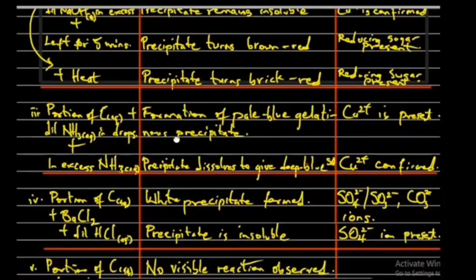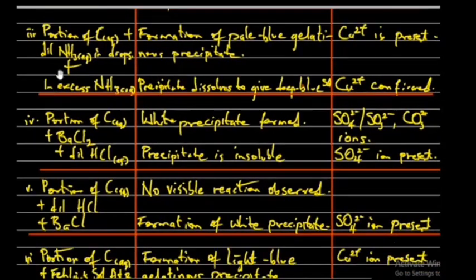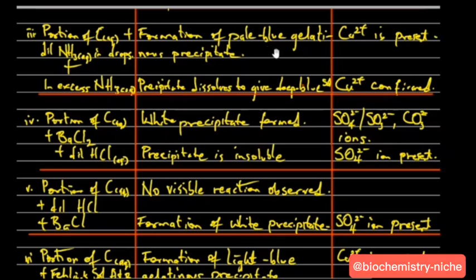And then with ammonia solution, with aqueous ammonia, we found that a pale blue gelatinous precipitate was also formed, and in excess the precipitate dissolves and turns the substance into a deep blue solution. So that confirmed the presence of copper 2 plus. And then we went further to test for the anions.